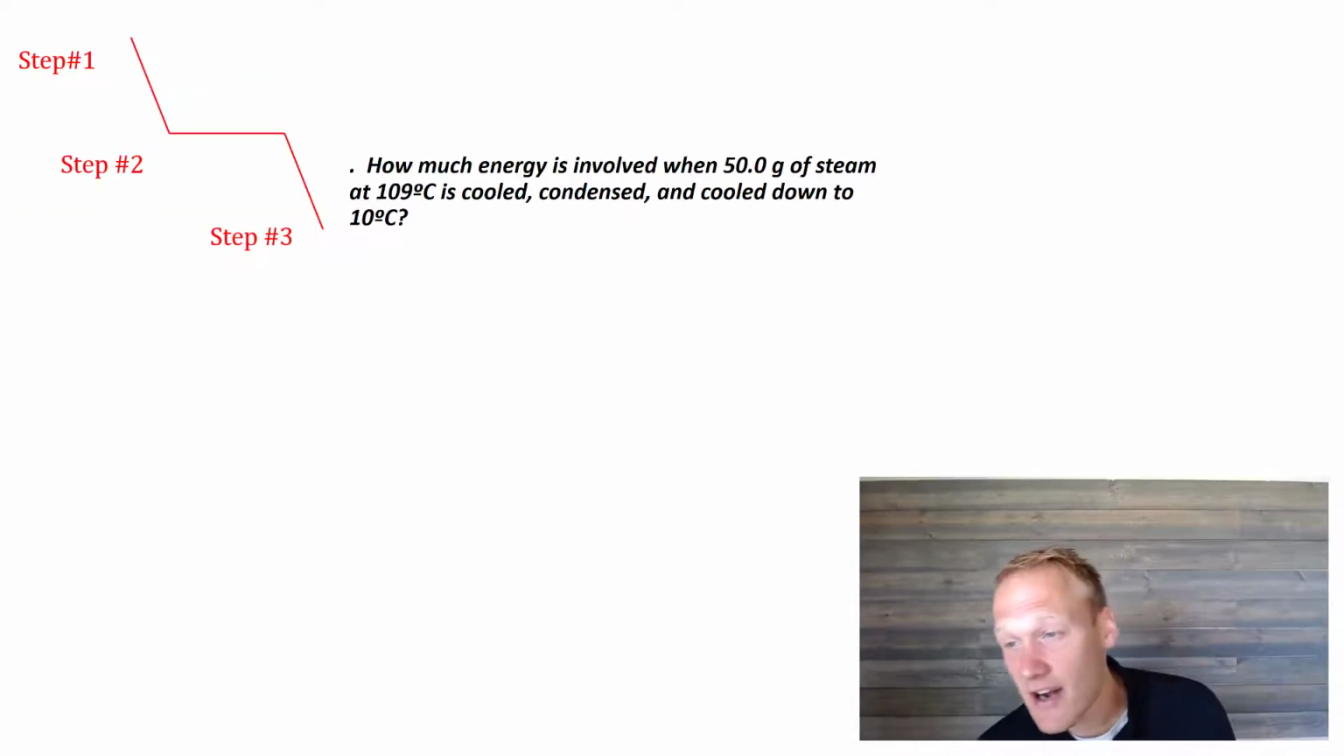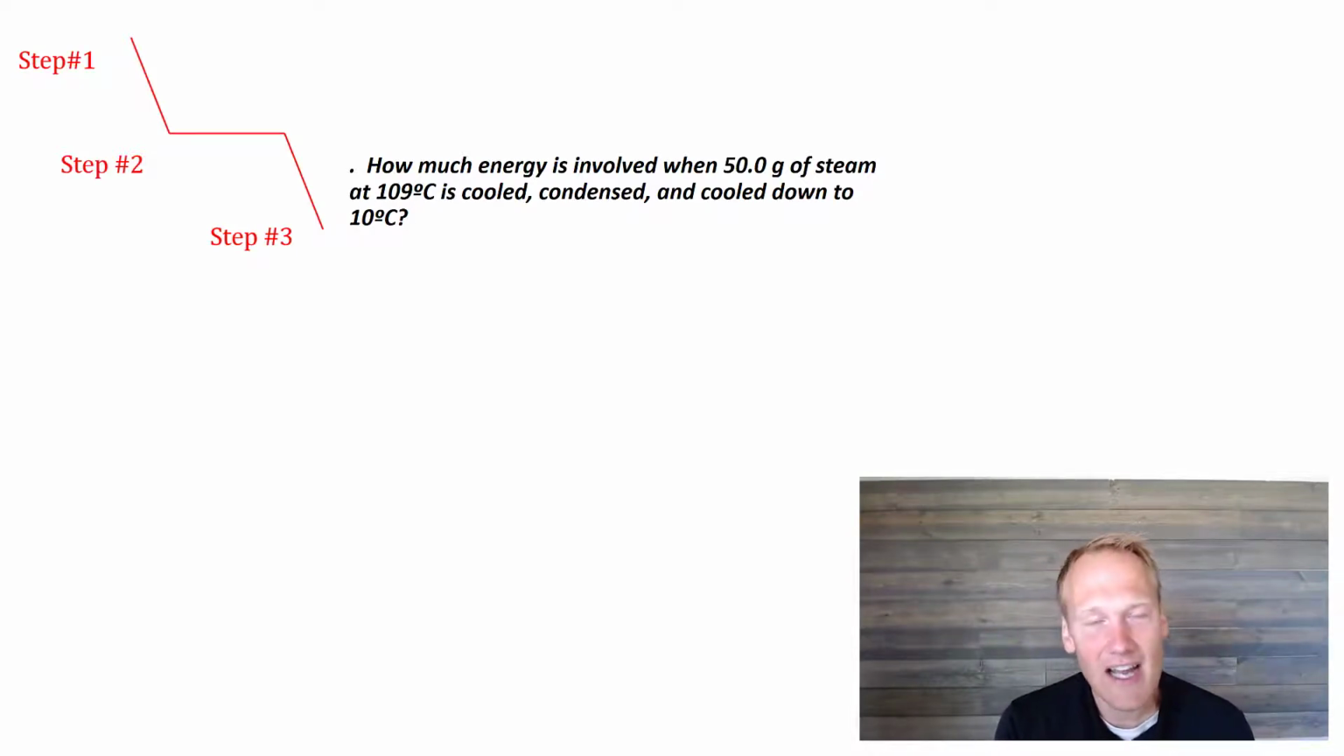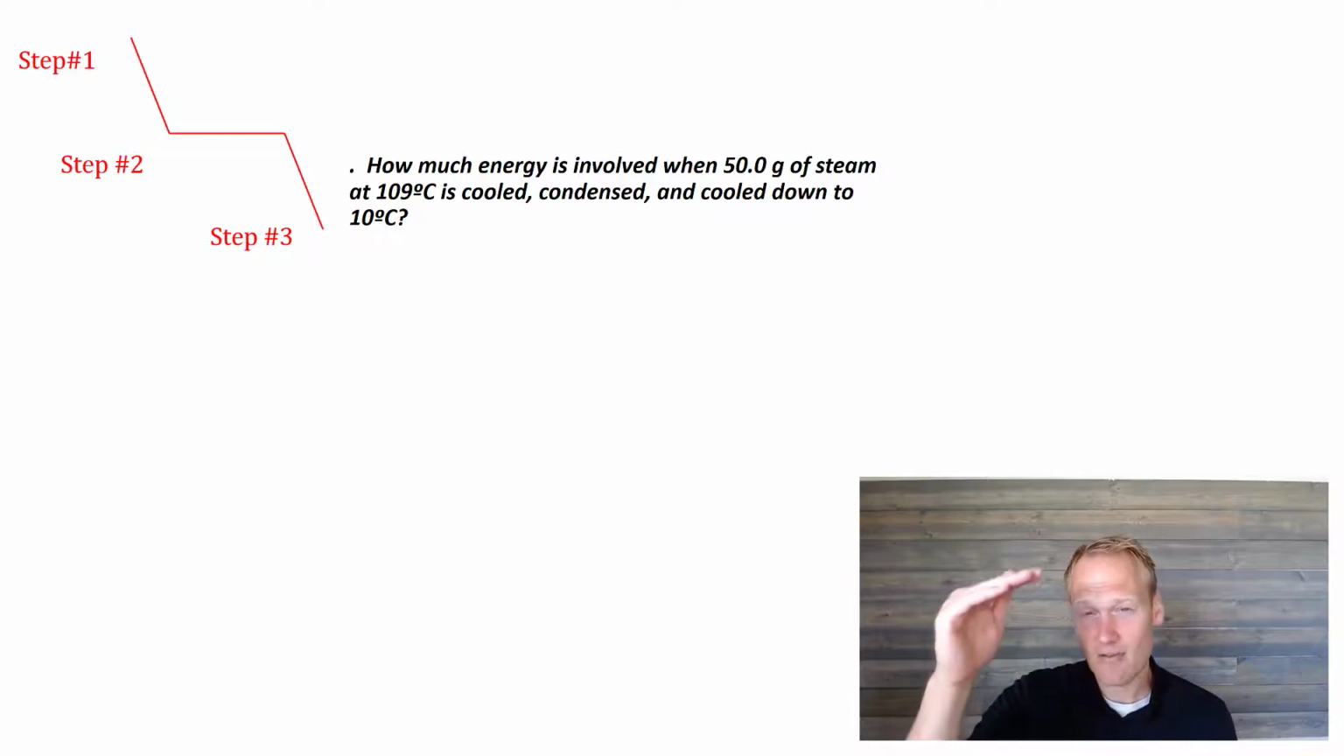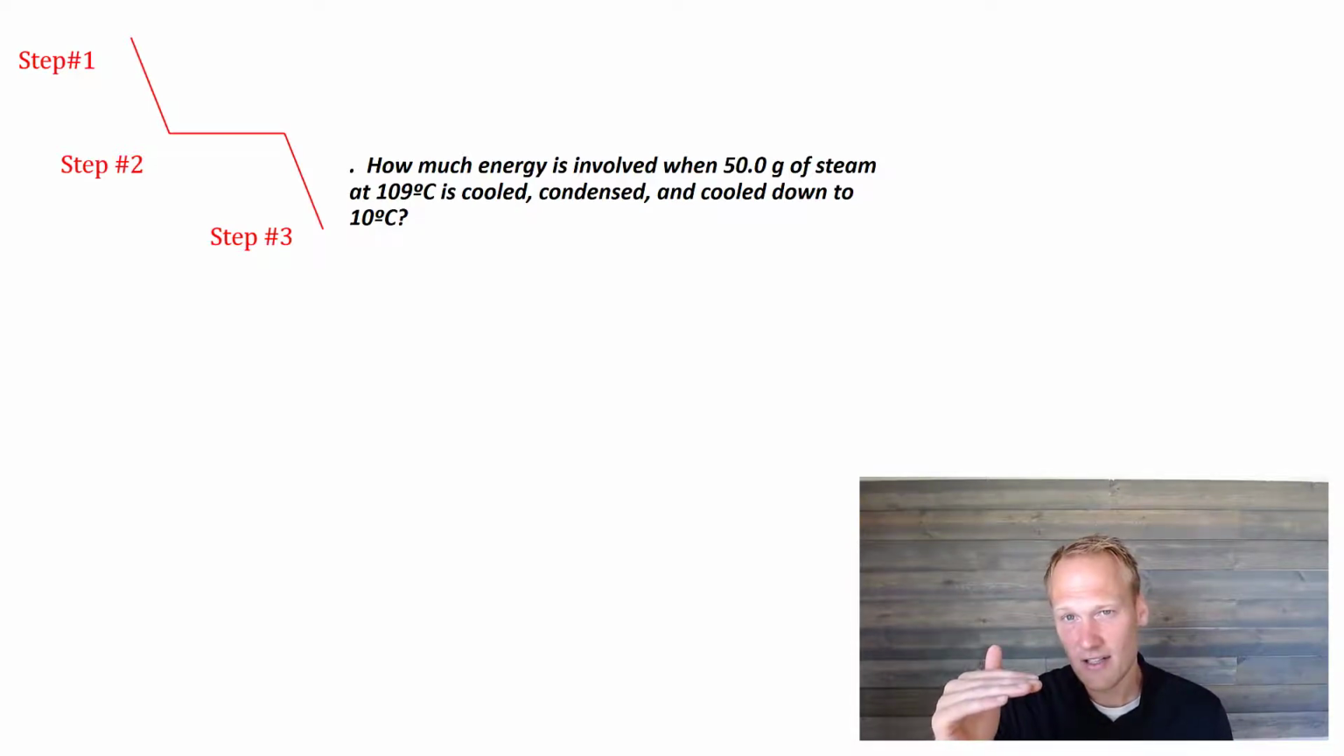This says how much energy is involved when taking 50 grams of steam at 109 degrees Celsius and cooled down to 10 degrees Celsius. So notice it doesn't address the phase change, but the phase change is there. It's water, and you're going past 100. You're going from 109 down to 100. Then you're going to have your phase change at 100, and then you're going from 100 down to 10.